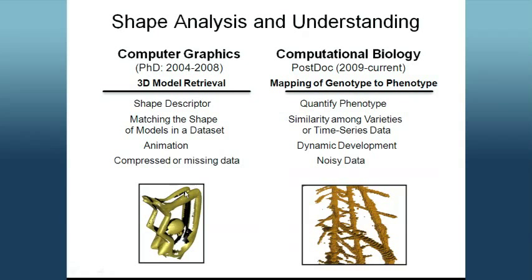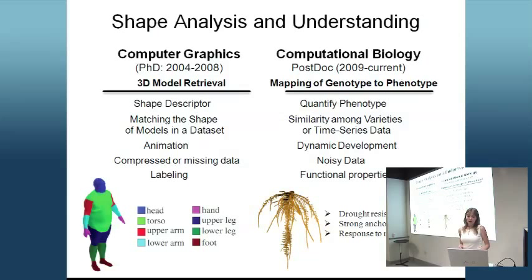In computer graphics, we have compressed or missing data, and the data in biology is usually corrupted by quite severe noise. And finally, in computer graphics problems, we sometimes want to be able to label shapes. For example, if we can segment a shape into components that represent the shape, and using some local information, we probably can somehow infer labels from other annotated objects. And finally, we probably can understand that the object represented by those labels is a human in this example. In computational biology, we are interested in answering questions about functional properties of a given shape.